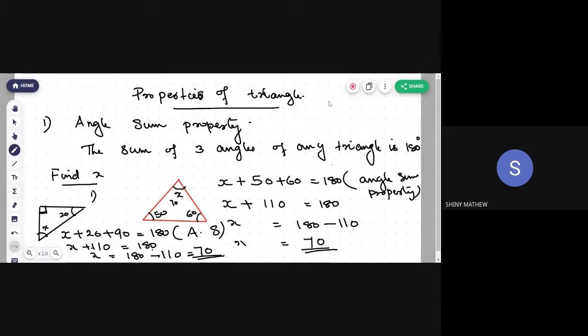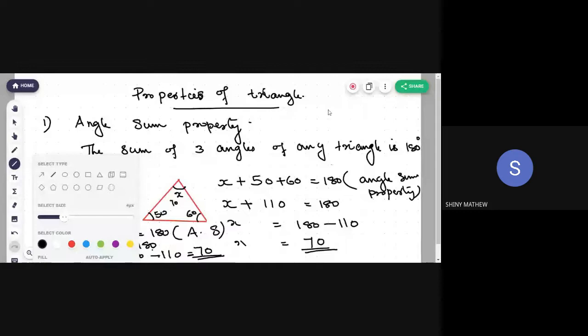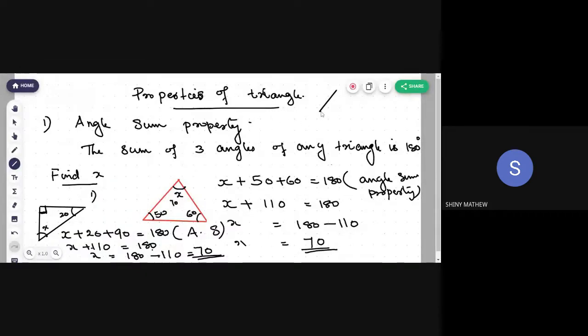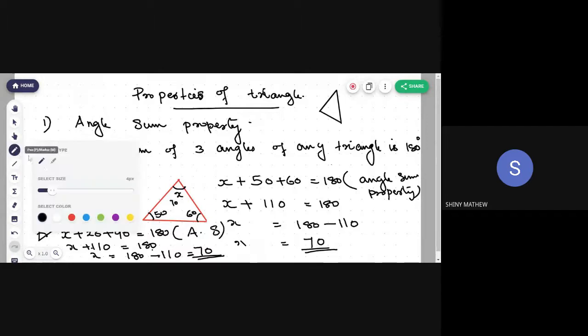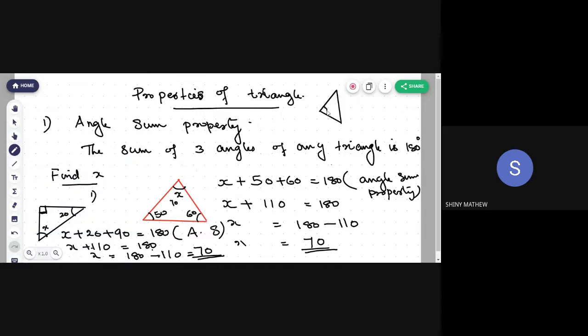Then the next figure you can draw this way. The third one. Here the figure is like this, and this angle is given as 40. Then the other two angles are given as x. These two angles are the same, both are given as x. Okay, one angle is 40 and the other two angles are x. Then what is the value of x? Can you find it?